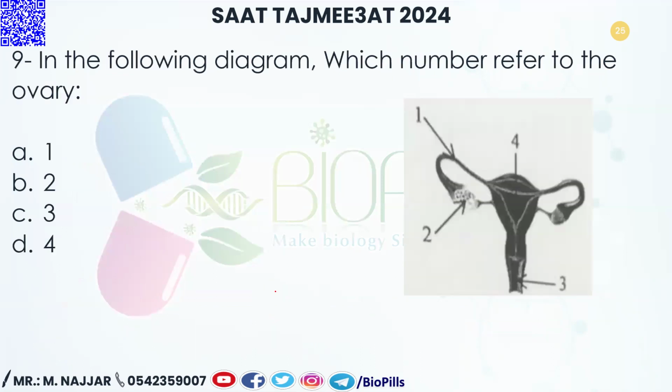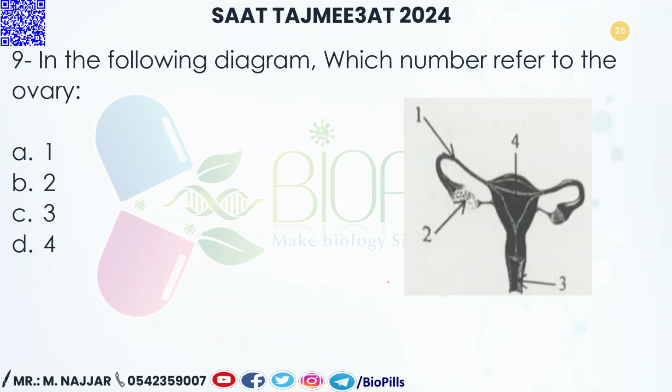Yes. Question number 9. In the following diagram, which number refers to the ovary? What is the number that is referring? Limiting means controlling or decreasing. This is the meaning of the word limiting, my dear Yazid.